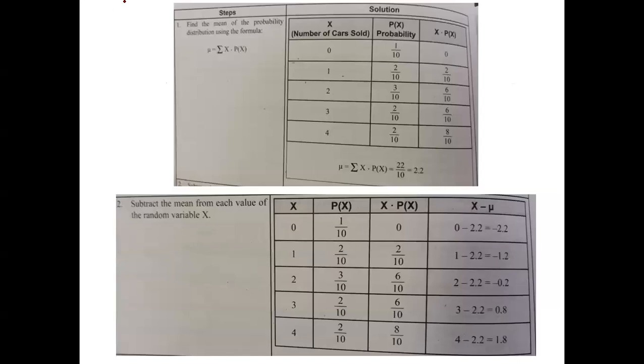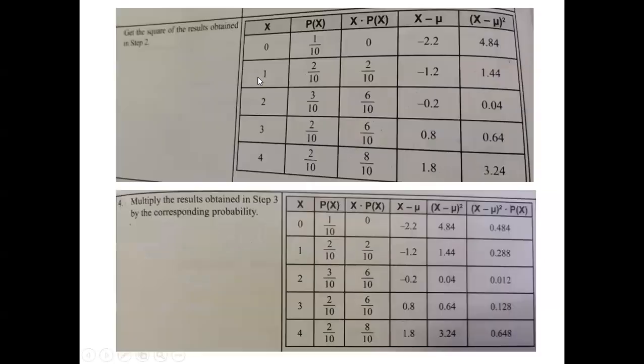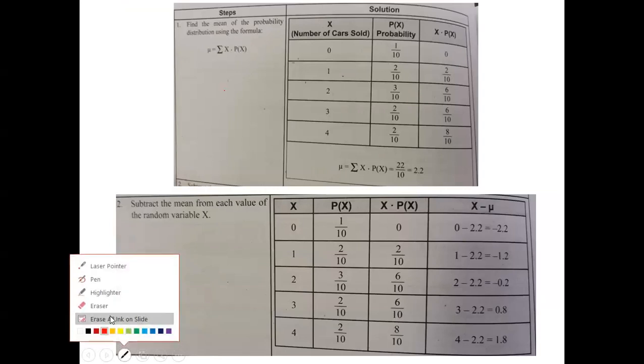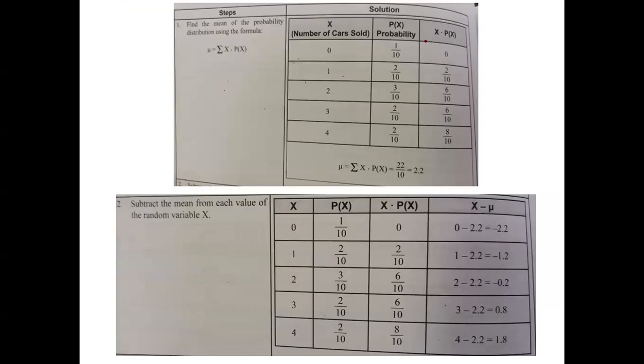Okay, next. Find the mean of the probability distribution using the formula. This is our first step. We discussed last time how to find the mean. That is to add a column with the header x times P of x, wherein we multiply x by the probability of x.